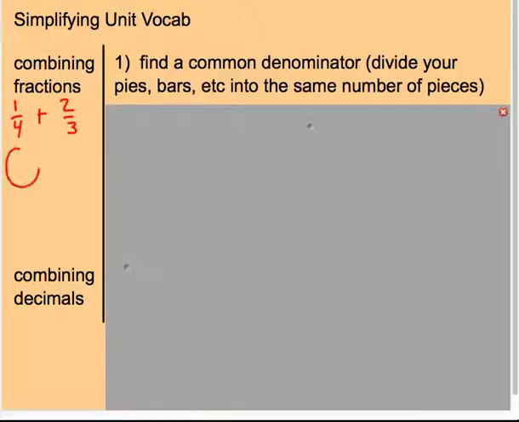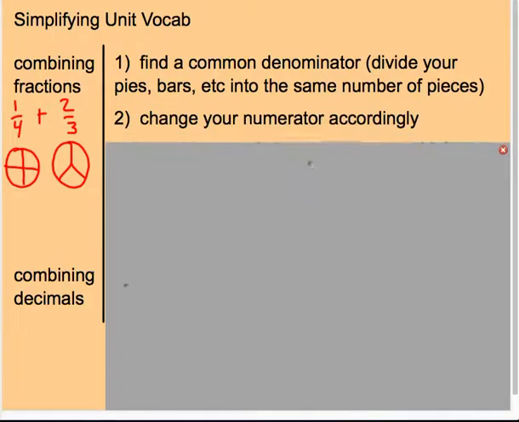What that means is that if I had a pizza, one of which is split into fourths, and the other one that is split into thirds, I can't combine those because they're not the same size. They don't represent the same fraction of the pizza. So we need to divide them into the same size slices before we can answer definitively how much pizza we ate. We have 1/4 of one and 2/3 of another. Then we need to change our numerator accordingly.